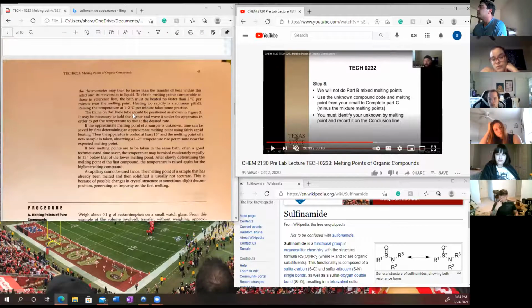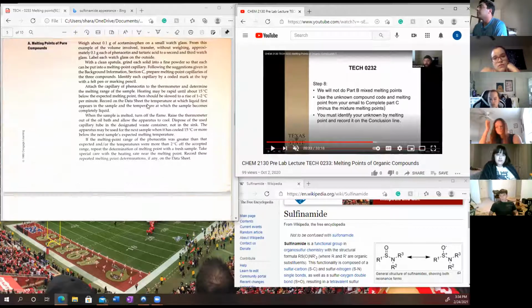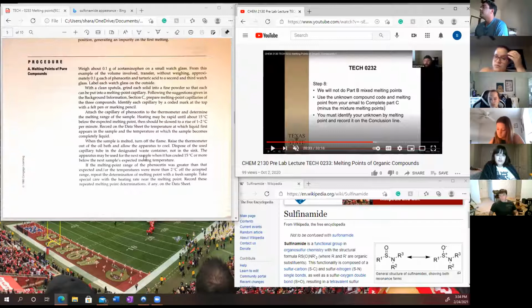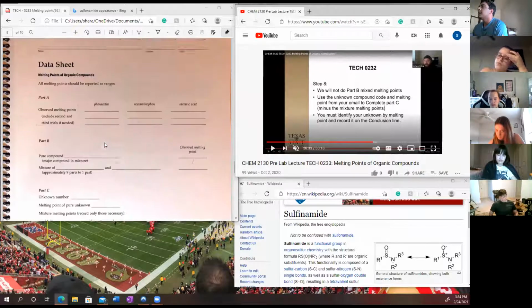The steps are important to read, like the procedure, so when you're doing your data sheet, you know which melting point is going to be which. At the bottom on the data sheet there are 3 different organic compounds that you're going to be looking at, and you want to make sure you have the right one for each of the 3. We're not going to do the bottom 2 because we're only doing one trial for each one.